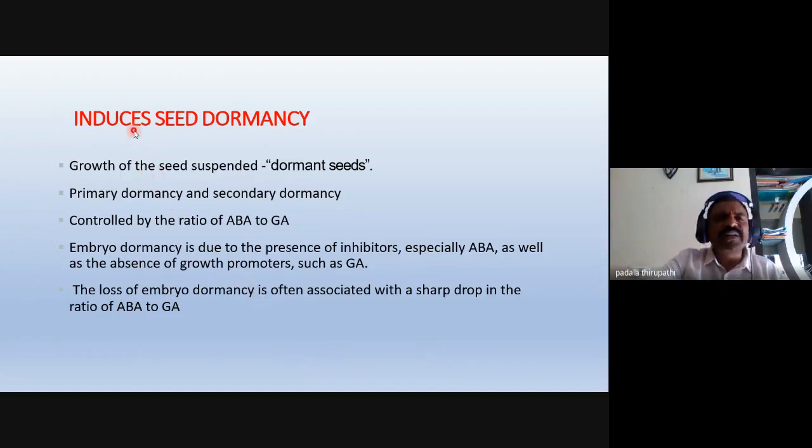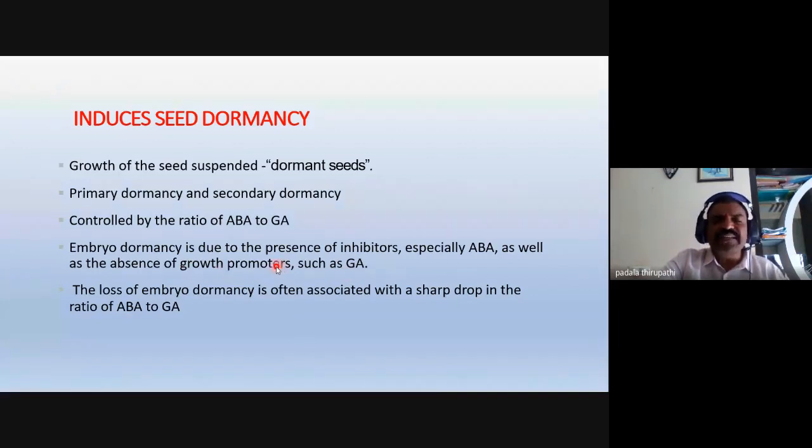The next important physiological function of abscisic acid is to induce seed dormancy and bud dormancy. Growth of the seed is suspended in dormant seeds; primary dormancy and secondary dormancy are observed with abscisic acid, which is controlled by the ratio of abscisic acid to gibberellic acid. Embryo dormancy is due to the presence of inhibitors, especially abscisic acid, as well as the absence of growth promoters such as gibberellic acid.